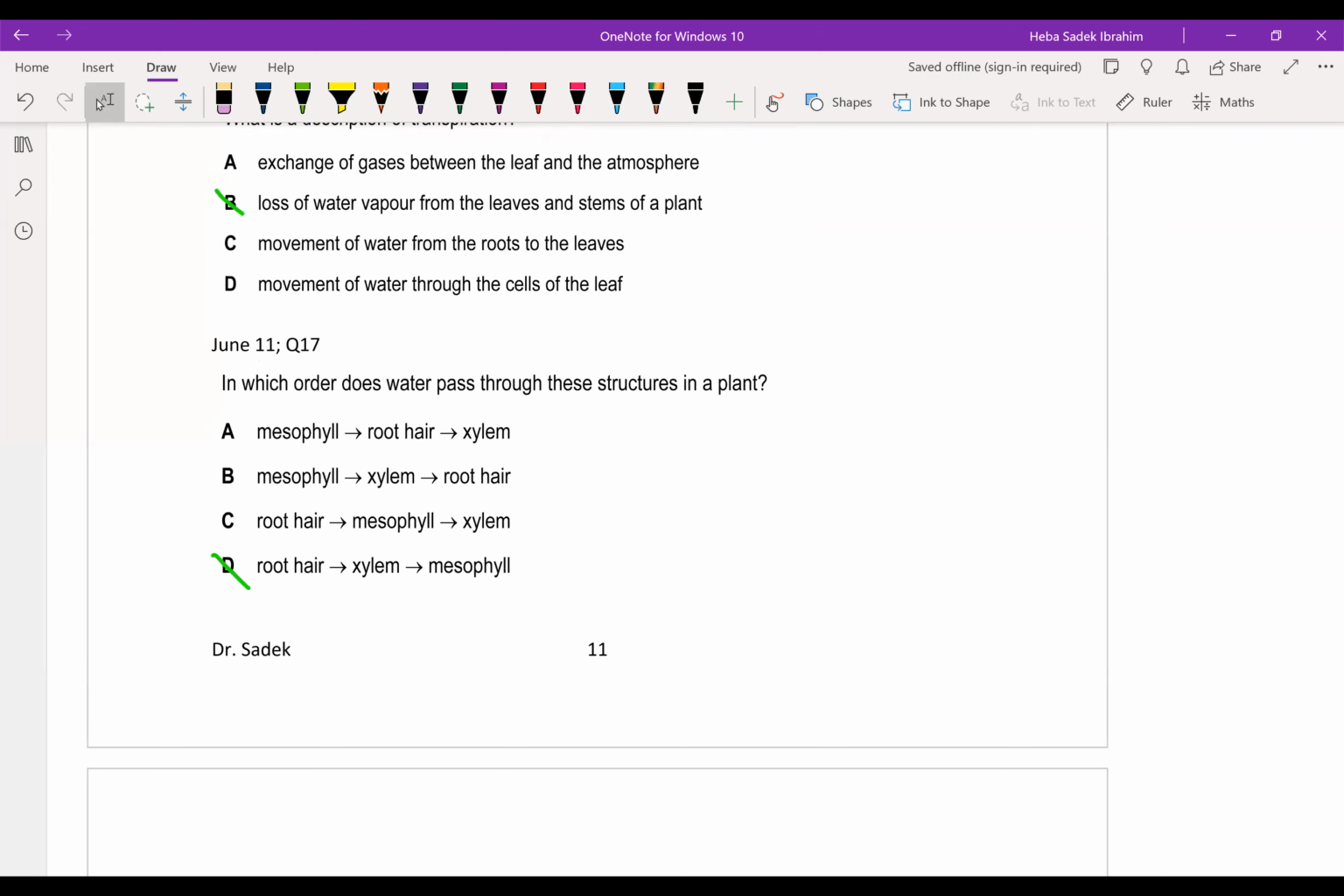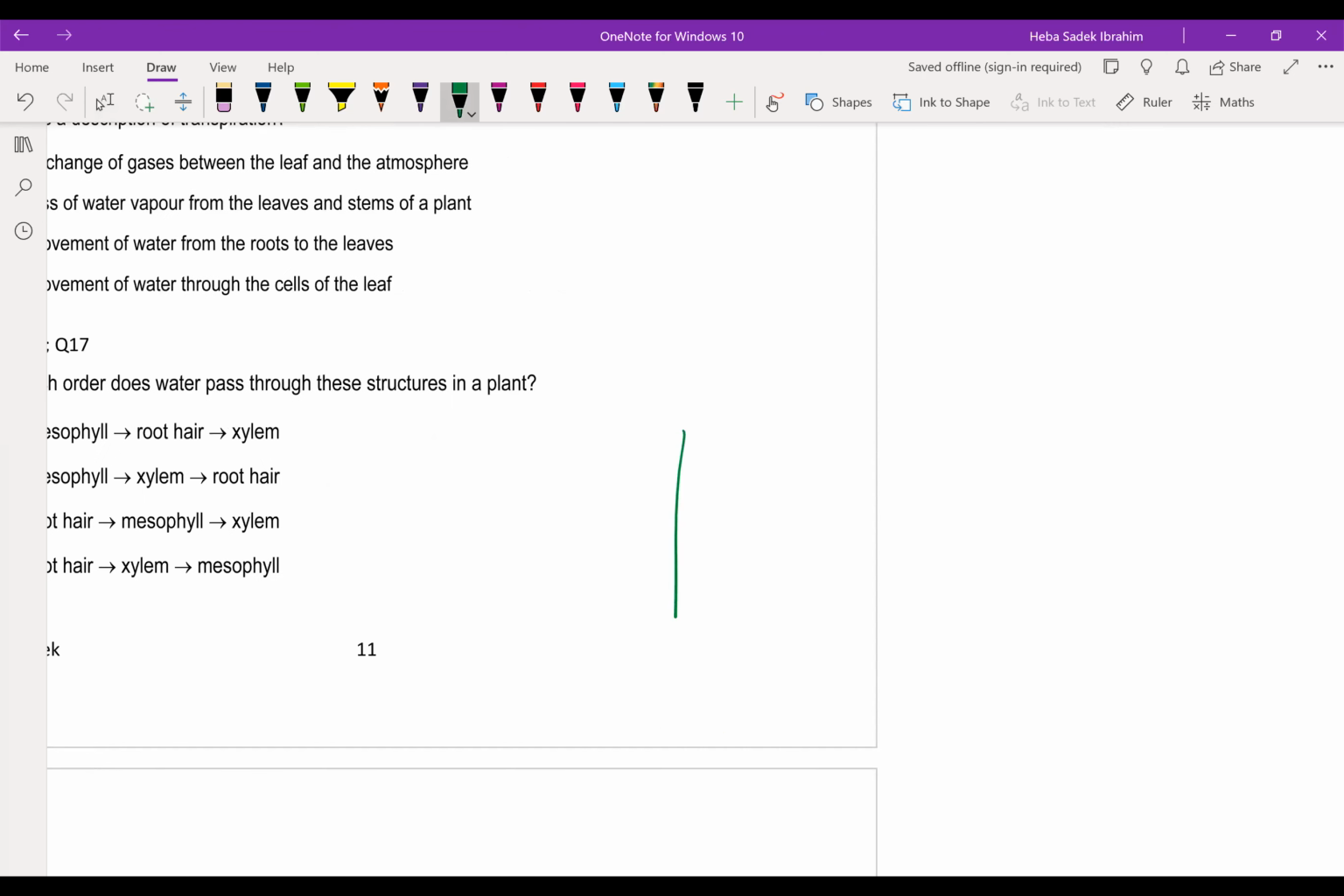Miss, when I give, Miss, there was a question like this. بس كان مختلف. I know. Yeah, we're gonna meet it. لكن هنا انت it starts من الروت هير سيل وبعدين هيبقى cortical between الروت هير سيل والزايلم هنشوفها مع بعض وبعد كده تروح للميزوفيل وبعد كده تخرج من الستومات. In all cases you need to know what your plant looks like والorder in which the water is going to move. يبقى المية بتدخل من الروتس وبعدين بتطلع في الزايلم وبعدين it's going to evaporate from the leaf.